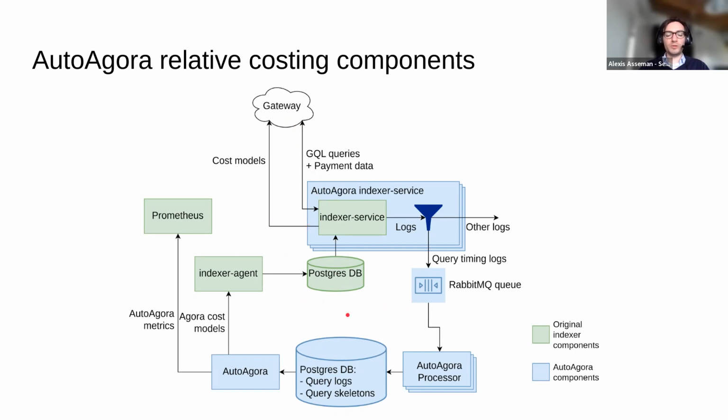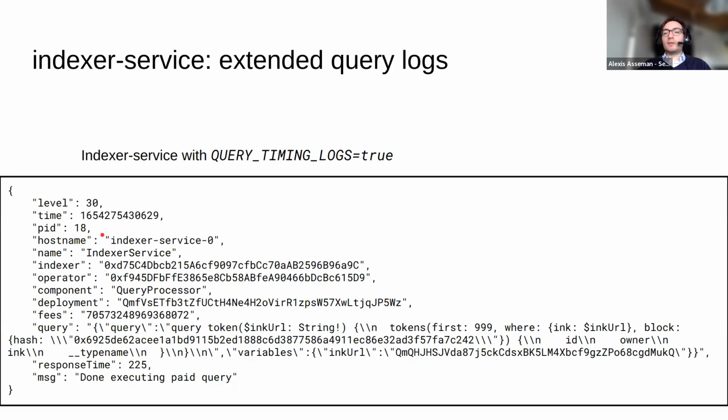Yeah, that's pretty much it. So in green here, we've got the original indexer components, and in blue are the AutoAgora added components, right? So I'm going to go into details for each step of the process. In the Agora part, I discussed that the query execution times come from the query nodes. Here we are gathering that data from the indexer service.